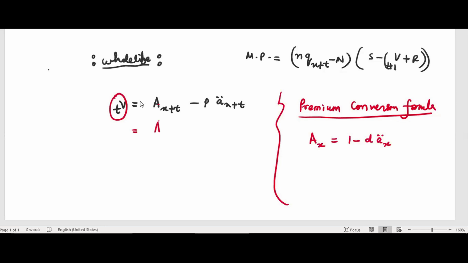First of all, let me write x plus t, the equation of value for whole life. Equation of value, we know P x due is equal to X. So P value will be capital X divided by the annuity, then you need to use the premium conversion formula. This one, X you have to put here. You put this one.